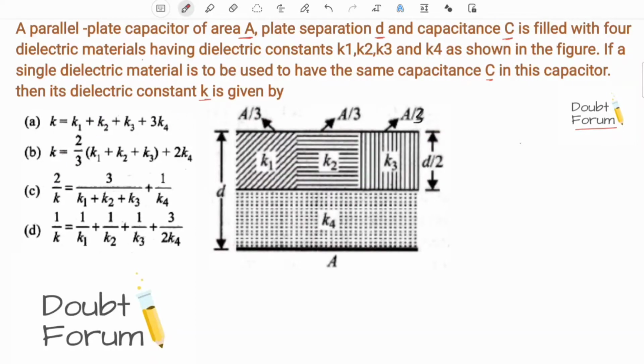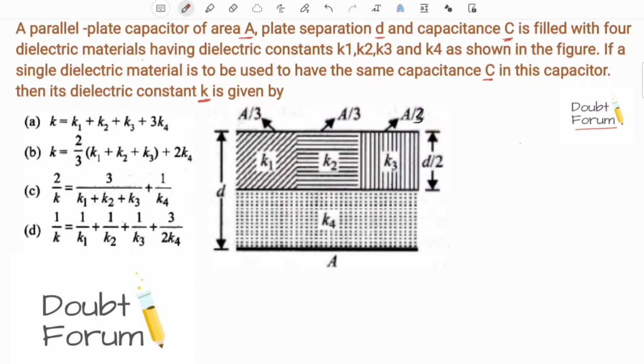So what does the question say? Earlier the four different materials of dielectric constant K1, K2, K3 and K4 are used. So we are getting the capacitance of this arrangement as capital C. Now we have to replace these four dielectric materials with a single one whose dielectric constant is capital K. So we have to find the value of capital K in terms of K1, K2, K3 and K4 so that the capacitance of this parallel plate capacitor remains capital C.